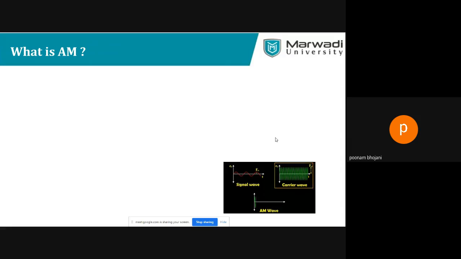Now, what is AM? What is amplitude modulation? What is actually done with the message signal by introducing the carrier signal in amplitude modulation?